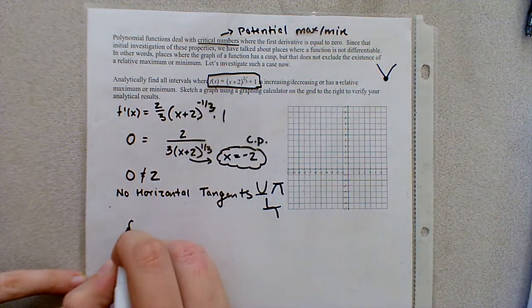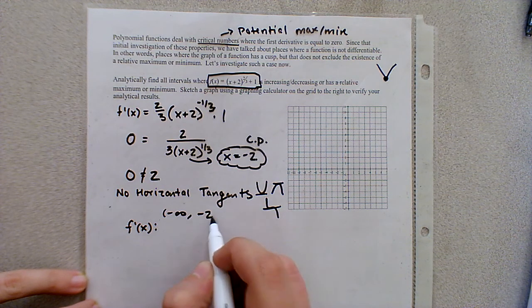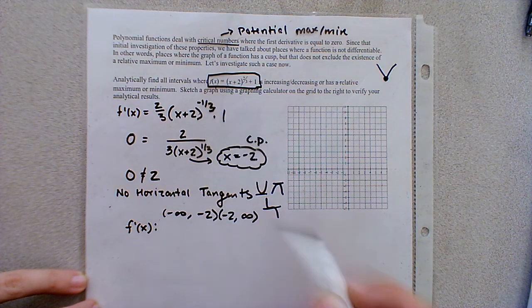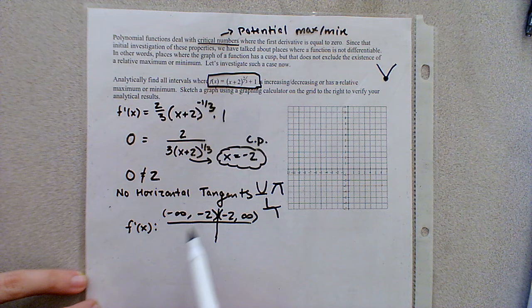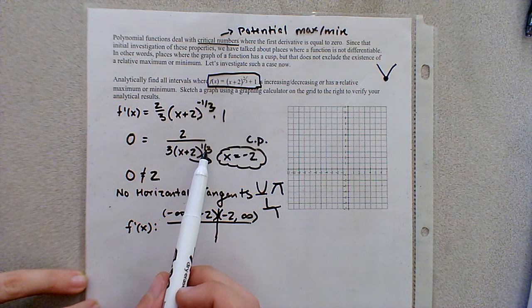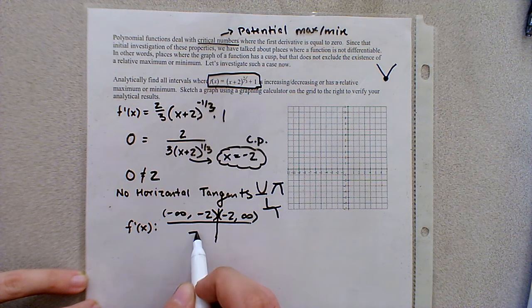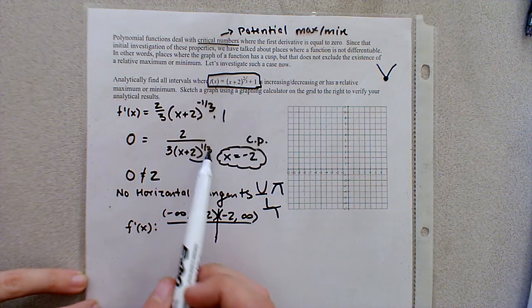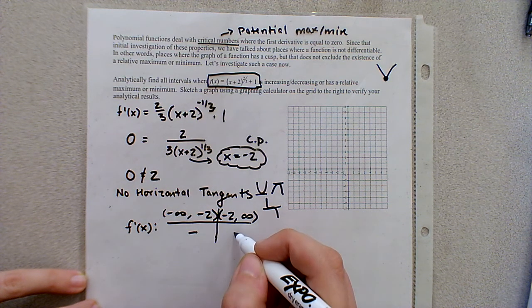Let's go ahead and analyze our first derivative to see what happens. So domain of negative infinity to negative 2, and negative 2 to infinity. Pick anything negative in here that you want and plug it in. For instance, negative 3. So negative 3 plus 2 is negative 1. The cube root of negative 1 is negative 1. Times 3 is negative 3. 2 divided by negative 3 is negative. Pick anything in here, maybe 0. We'd get the cube root of 2, which is positive, times 3 is positive, 2 divided by positive is positive.